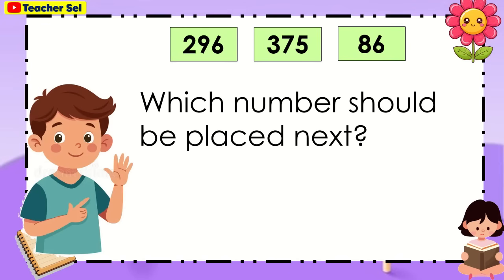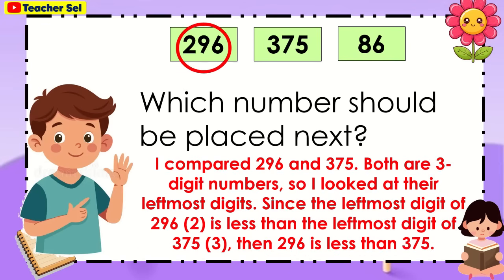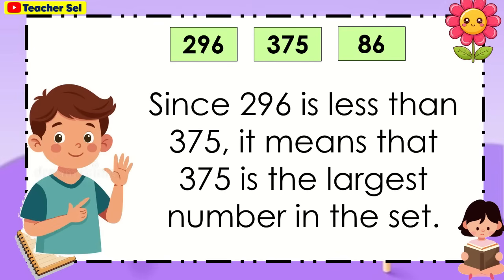Which number should be placed next? 296. I compared 296 and 375. Both are 3-digit numbers, so I looked at their leftmost digits. Since the leftmost digit of 296, which is 2, is less than the leftmost digit of 375, which is 3, then 296 is less than 375. Since 296 is less than 375, it means that 375 is the largest number in the set.